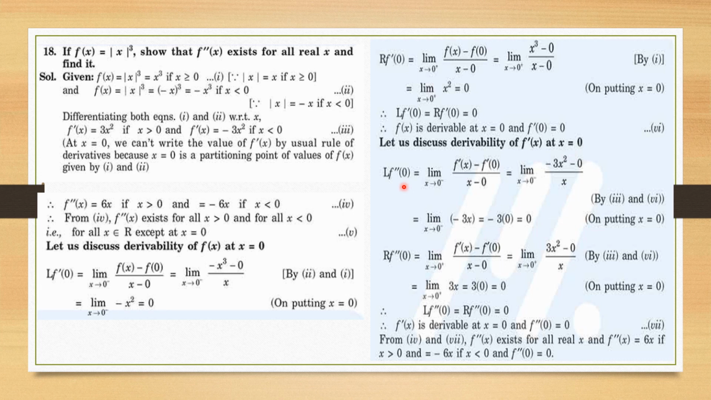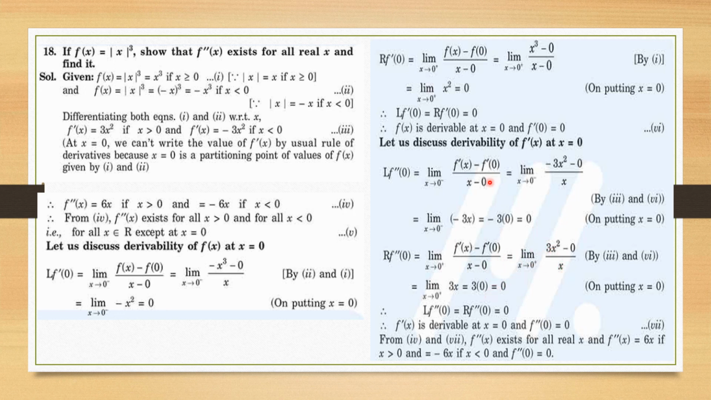Now I need to check the second derivative. So see, the first derivative formula was f(x) minus f(0) upon x minus 0. The second derivative formula, like the left hand derivative, will be the limit as x approaches 0 from the negative side, and instead of f(x), it will be f dash x minus f dash 0 upon x minus 0. Okay, so f dash x, for x less than 0, is minus 3x square, minus 0 upon x, which after solving will give me the result 0. And the right hand derivative will be the limit as x approaches 0 from the positive side of f dash x minus f dash 0 upon x minus 0, which, after placing the value, will give me the value 0.